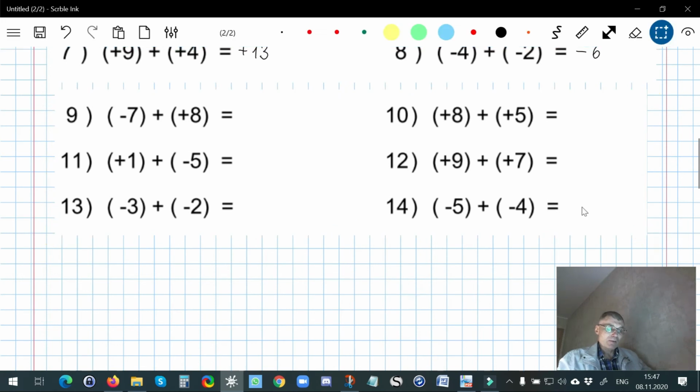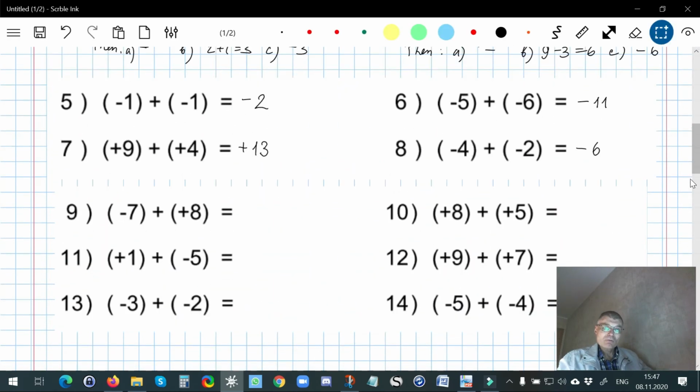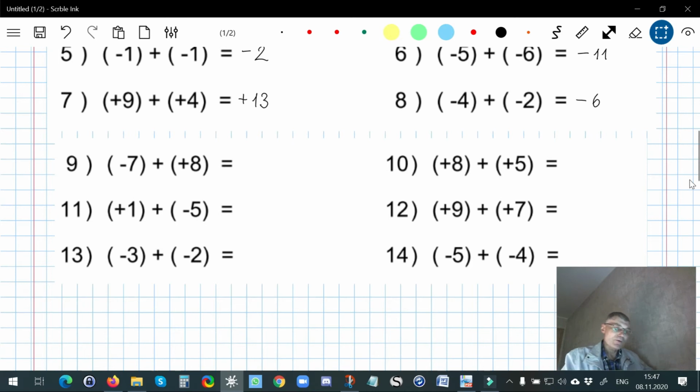Here I face something more interesting. In number 9, I already have different signs. Alright, then what is the absolute value of negative 7? It's 7. What is the absolute value of positive 8? It's 8. 8 is greater than 7.